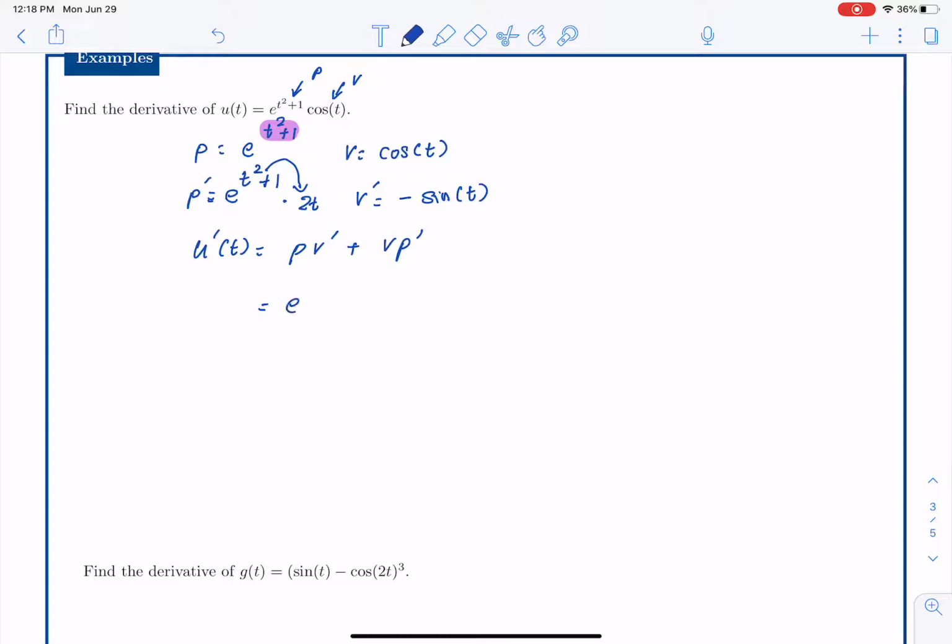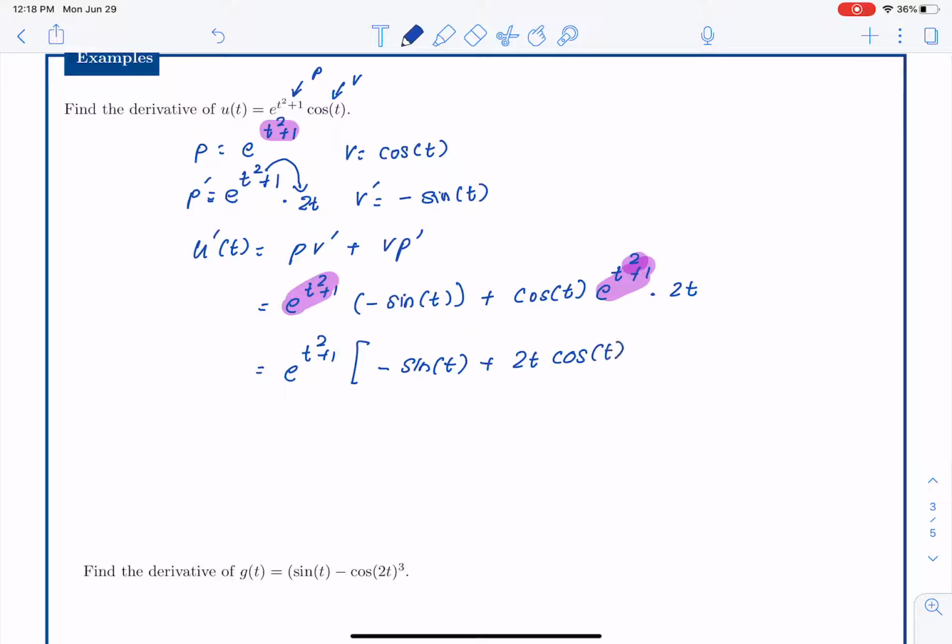So p is e raised to t squared plus 1. V prime is negative sine t. V is cosine t. P prime is e raised to t squared plus 1 times 2t. We have e raised to t squared plus 1 in common. So if I pull that out, I have negative sine t plus 2t times cosine t. I don't like to start an expression with a negative sign, so I'm just going to write it as e raised to t squared plus 1 times 2t cosine t minus sine t.